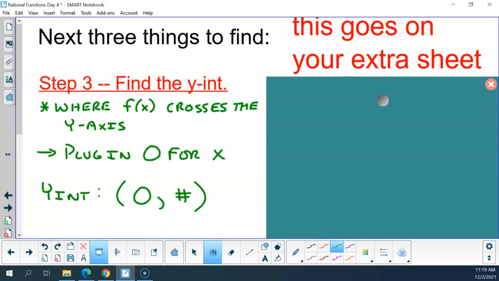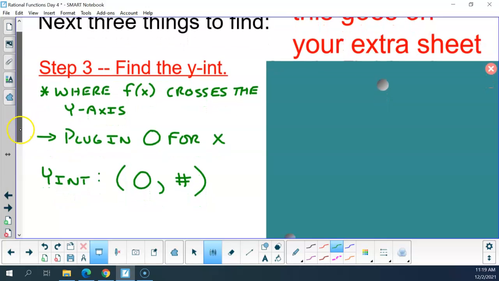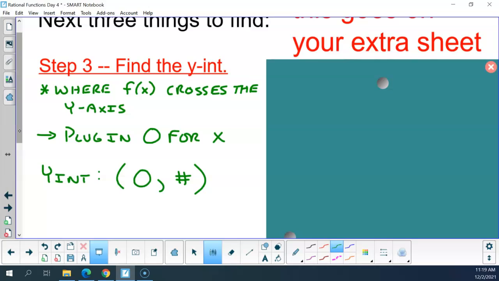How many y-intercepts can we have? If we have more than one, let's say we had 2, is it a function? No, the vertical line test would fail. So how many can we have? 1 or none. Because if our vertical asymptote is x equals 0, then we wouldn't have one. If we don't have one, it just has none for y-intercept. So that's a 1 or none case.